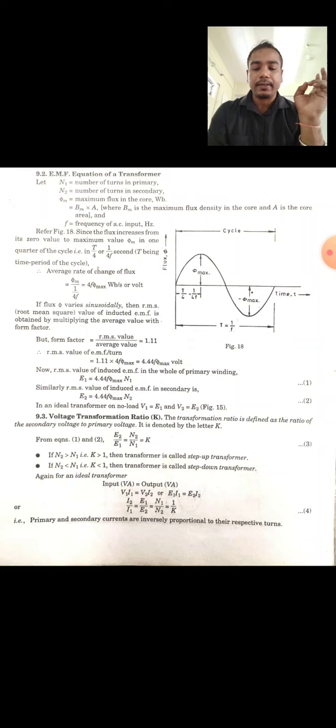Phi m represents the maximum flux in the core, unit is Weber. It is further given by Bm into A, where Bm represents the maximum flux density in the core and A represents the core area. F represents the frequency of AC, unit hertz.